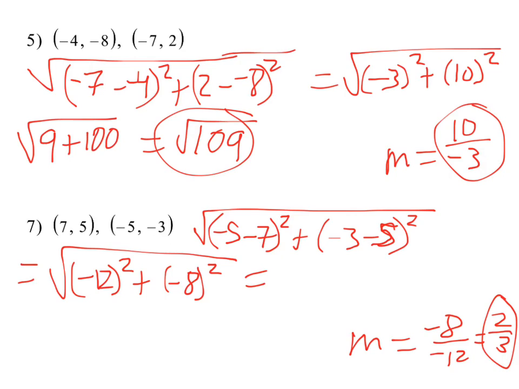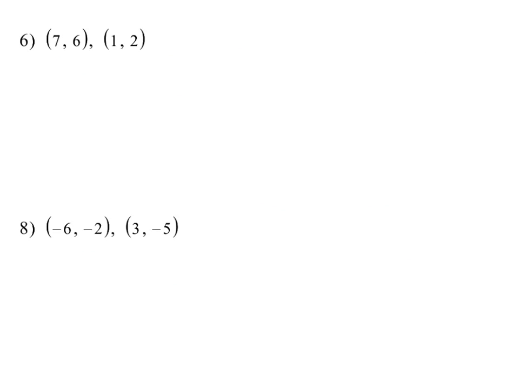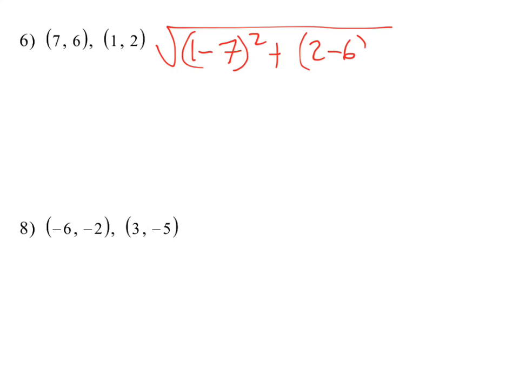When you square negative 12, you get 144. And when you square negative 8, you get 64. And when you combine those together, you get the square root of, let's see, 208. Gives you that guy. Moving on to the next two. Let's see, we need to subtract the x's, so 1 minus 7. Square that. And then I'm going to do 2 minus 6. Square that.